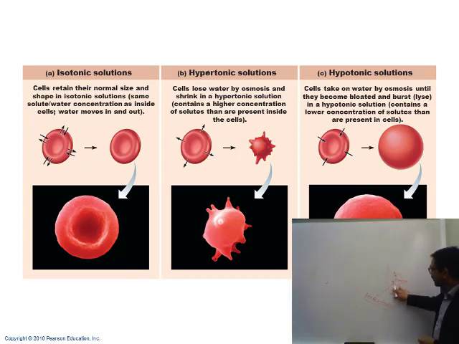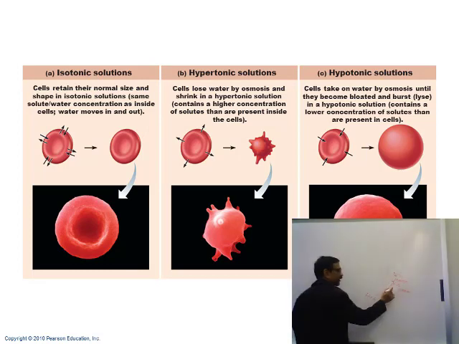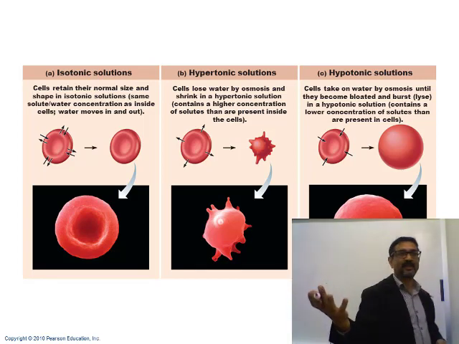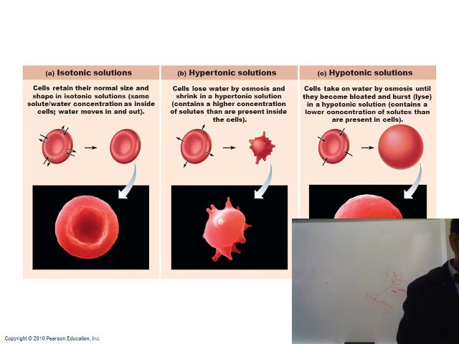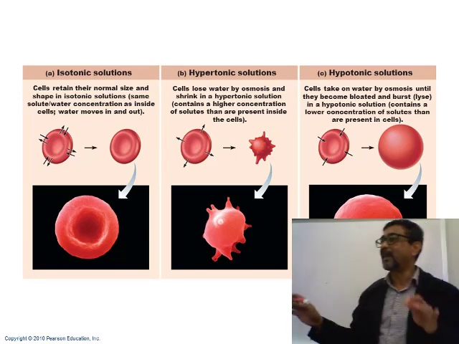Now, if it is isotonic, that means same concentration inside and outside. So this solution is now called isotonic. In this case, no movement because equilibrium is already there, right? Equilibrium is there. So no movement of water will occur. The cell will not change the shape.